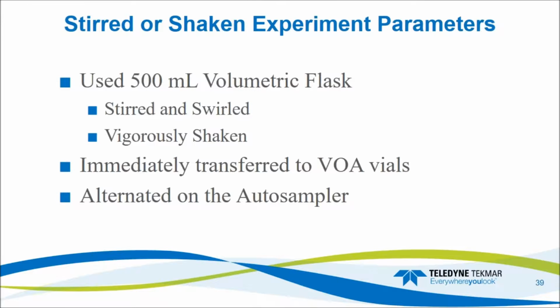volumetric flask. One of them, we stirred it gently and swirled it by just inverting it without creating a lot of agitation. The other one, we vigorously shook it like I would have done in the pharmaceutical days, given a good vigorous shaking. We immediately transferred those samples to VOA vials, and then when we put them on the autosampler, we alternated them, so we went stirred, then shaken, then stirred, then shaken. So if there was any variability in the GC during the run, we would see it across all samples.